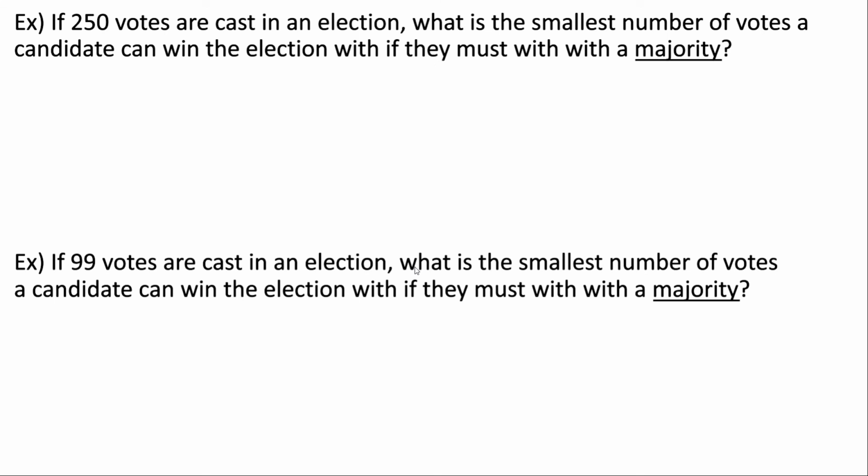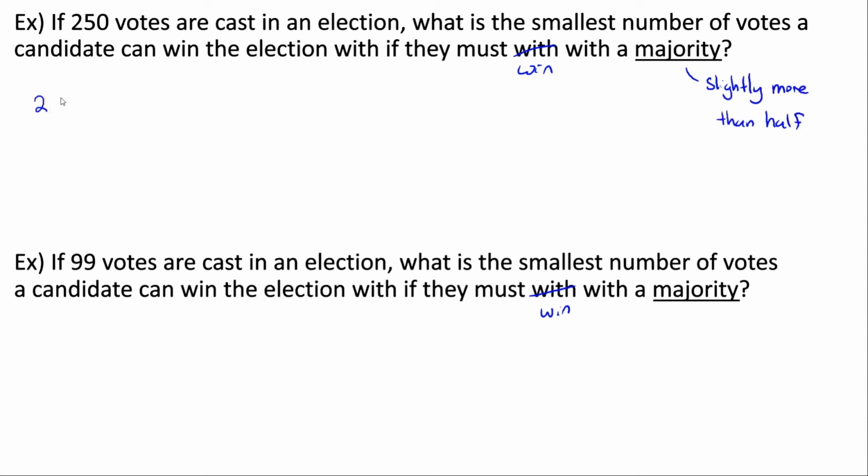Now we'll look at some examples concerning finding the minimum majority of votes, or the smallest number of votes a candidate can win an election with if they have to win the election with the majority. Let's look at this first example. If 250 votes are cast in an election, what is the smallest number of votes a candidate can win the election with if they must win with a majority? We know majority means slightly more than half.